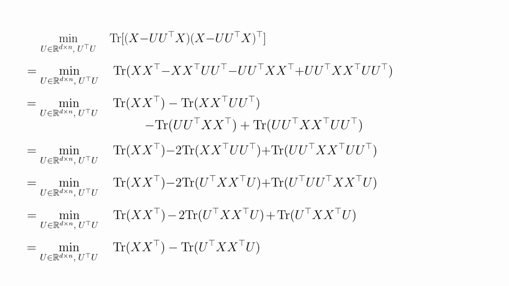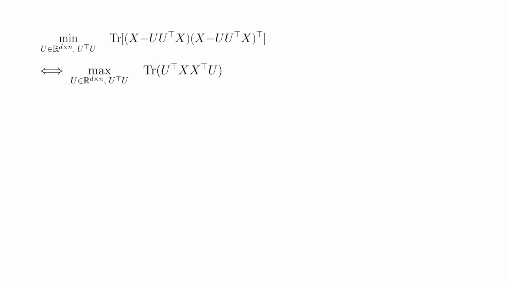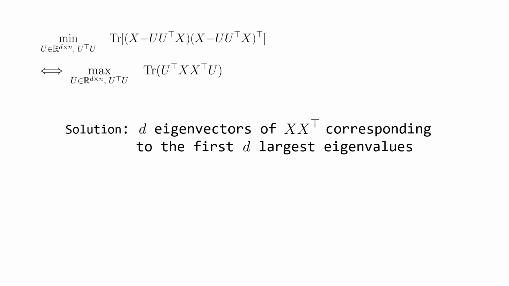Since the first term is constant, minimizing the expression would be equivalent to maximizing the term trace of U transpose X times X transpose U. And then, by using our very important lemma, we get that the solution to the PCA problem would be the first d eigenvectors of the matrix XX transpose corresponding to the d largest eigenvalues.